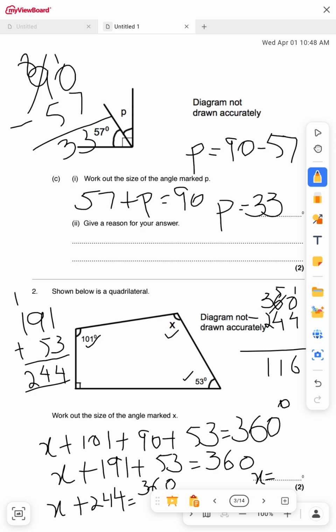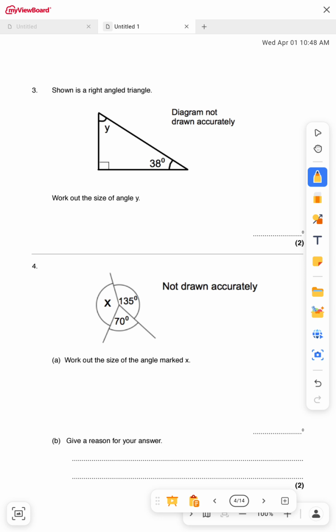Okay. Now, so 116. So 116 is our answer. Okay, clear? Okay, let's move on towards the next question.